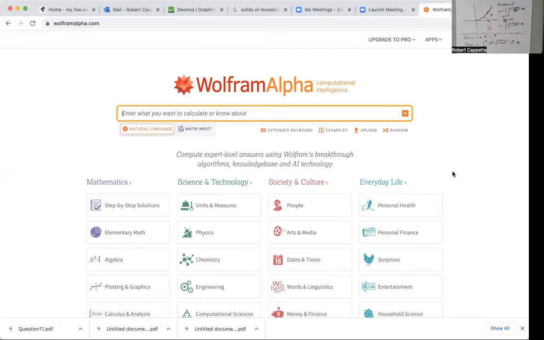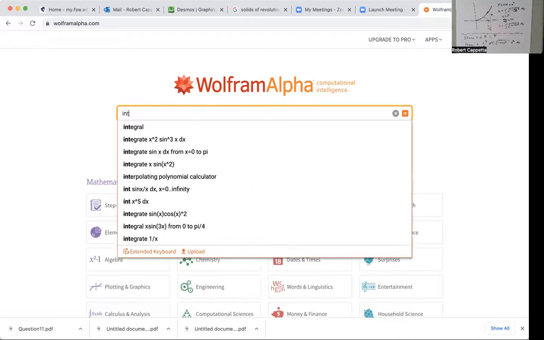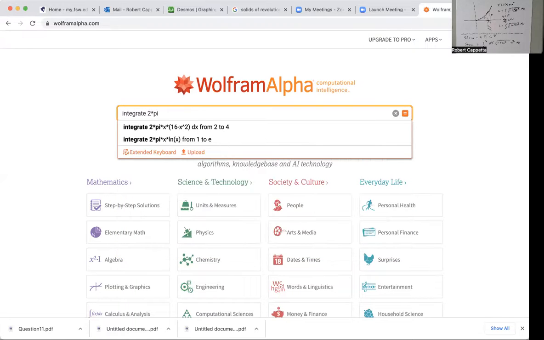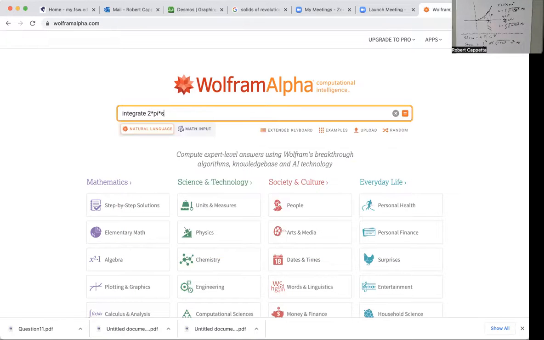So going to Wolfram Alpha, I want to integrate two pi times the square root of 1 plus 4x squared times x squared dx as x ranges from 0 to 3. What do we get here? Do we get a nice answer?